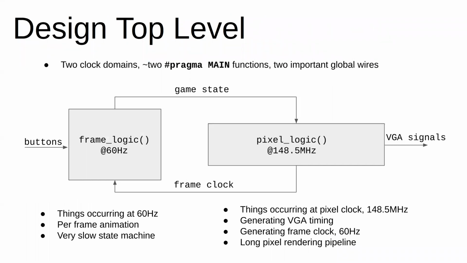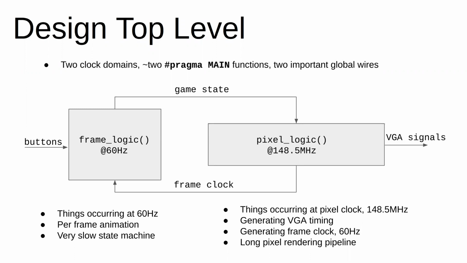Talking about this specific demo, what does the code look like? Well, there are two main clock domains for what's going on here, two main pragma main functions with top level IO. You have the one frame logic on the left there. It's got inputs from buttons, the human pressing the button, and it's running super slow, 60 hertz. That per frame logic is animating the frame changes each frame. It's not at pixel clock, so it's a very slow state machine. On the right side, the other main function is the pixel logic occurring at pixel clock. It's generating VGA timing, it's generating the frame clock, and it's got a long pixel rendering pipeline in there as well. Its top level outputs are VGA signals.